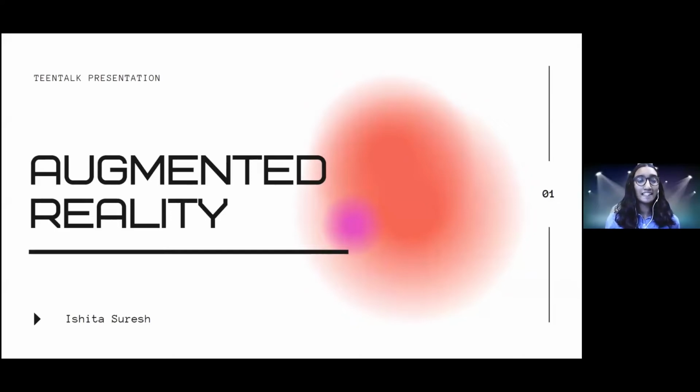Today, I will be taking you into a new world of a certain type of technology that has been recently gaining popularity, especially in today's world. This is augmented reality. Now, a few of you might know what augmented reality is, but I'm guessing many of you also don't know what it is. But that's the whole point of this presentation.